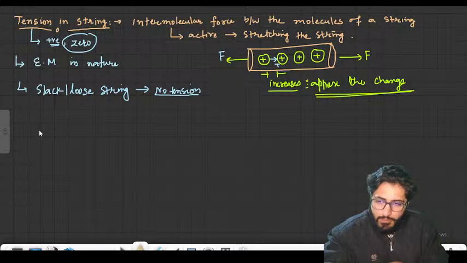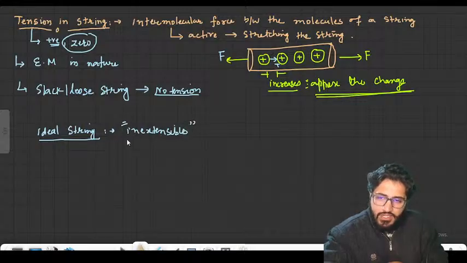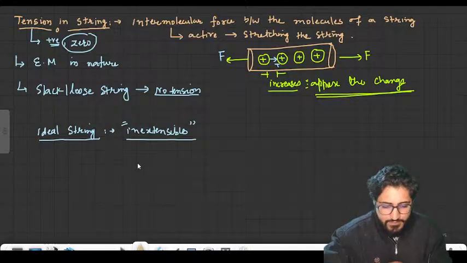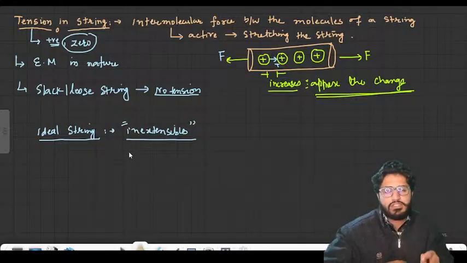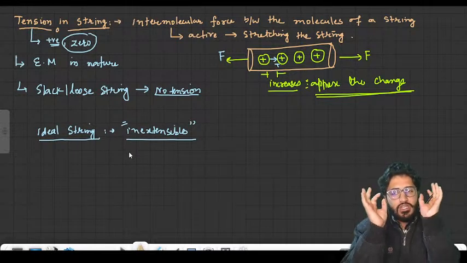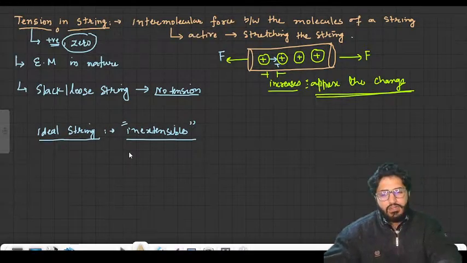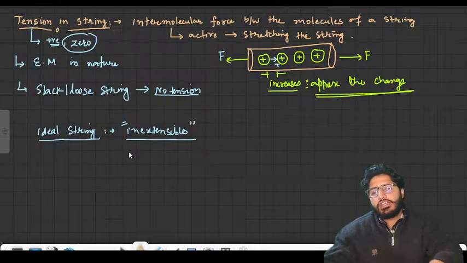We are having one more type of thing, that is ideal string. What is an ideal string? An ideal string simply means the string is inextensible. Inextensible strings are known as ideal strings. Clear? Inextensible means if you are applying force and the length of that string is not changing, that particular string is known as an ideal string. And tension at every point in an ideal string is the same.